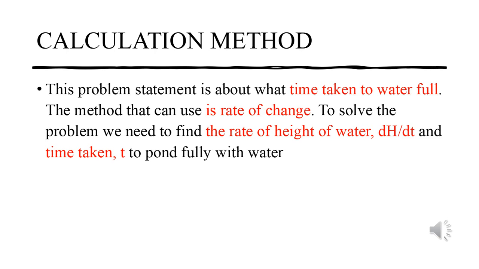For the calculation method, first we should know what the problem statement of the project is about. This problem statement is about the time taken to fill the pond with water. The method that can be used is rate of change. To solve the problem, we need to find the rate of change of water, which is dH over dt, and the time taken to fill the pond, which is T.